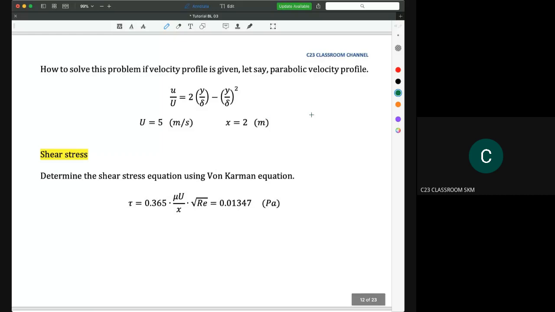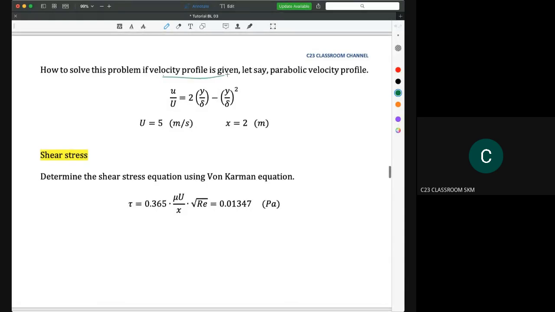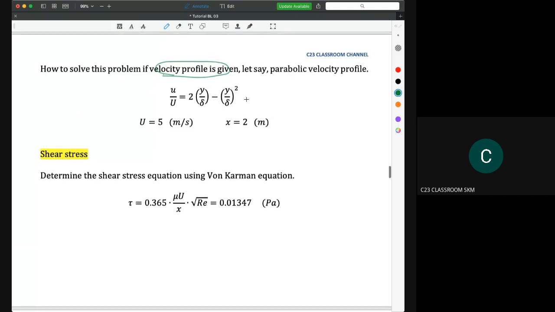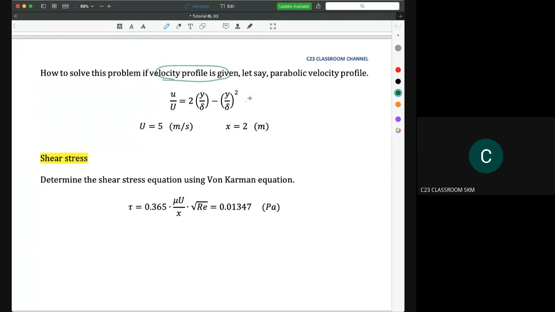Okay, so let's say we try to solve this problem by having a velocity profile. Just now we had a flat plate, but now we assume that the velocity profile is parabolic, or a second order polynomial. From our previous lecture, we know that the parabolic velocity profile can be written like this. The parameters are u is 5 meters per second and x is equal to 2 meters.